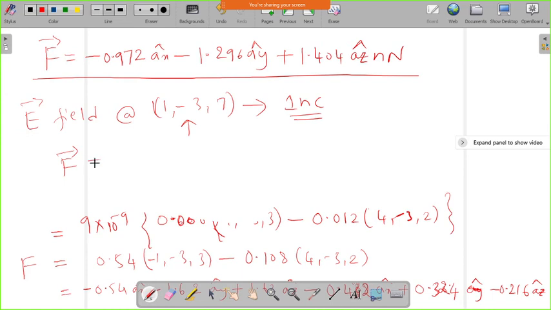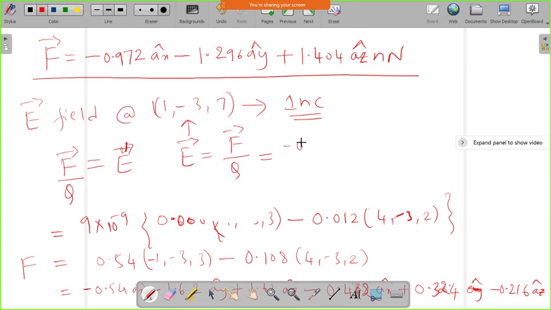Now, if I want the electric field at this point, just take the force and divide by the charge at that point. That will give you the electric field at this point. So you take the force and divide by the 1 nanocoulomb charge located at this point. What is the charge at this point? It is 1 nanocoulomb.